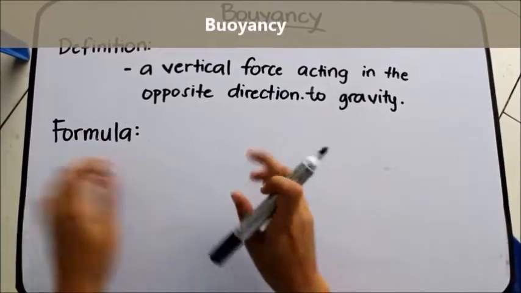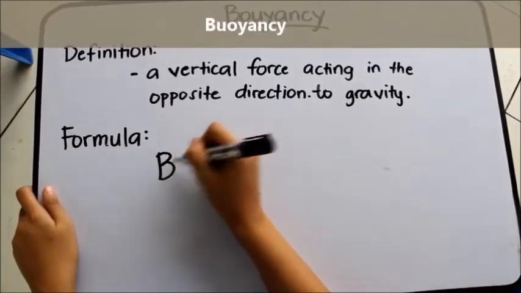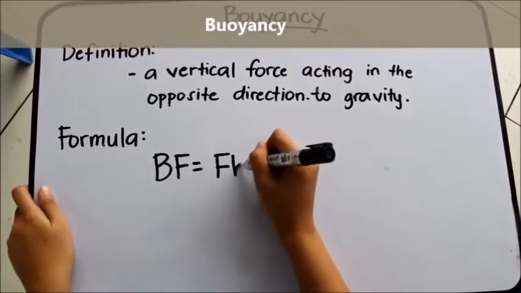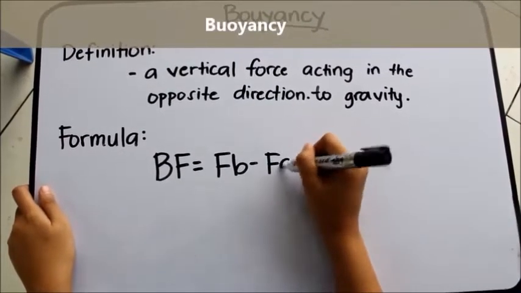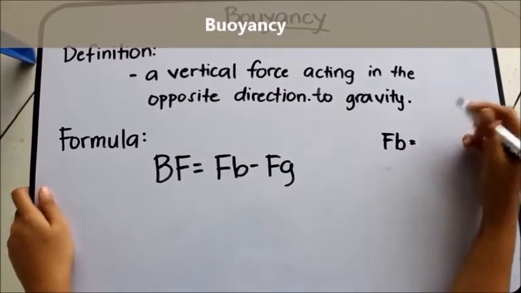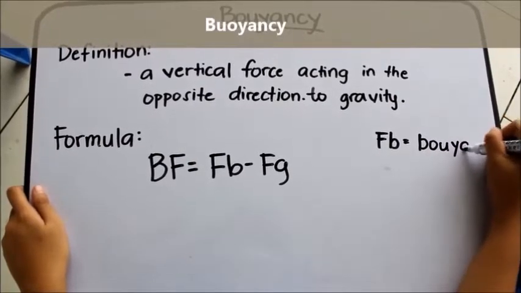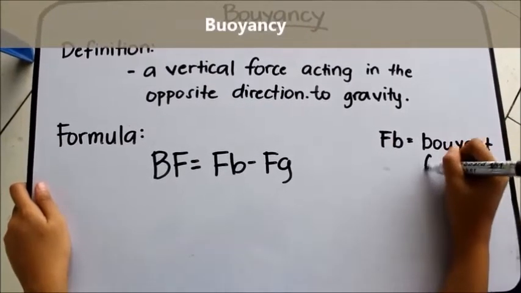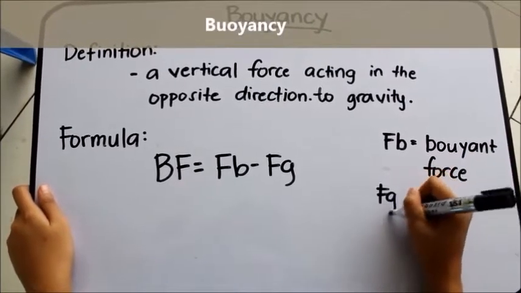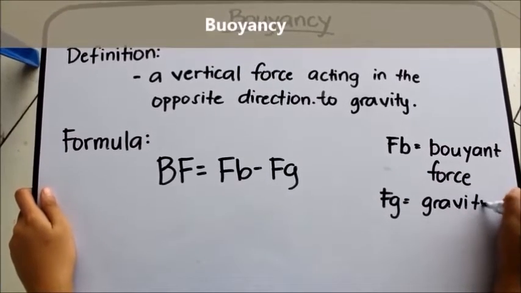So now, this is the formula of buoyancy, which is BF equals FB minus FG, where FB is the buoyant force and FG is the gravity force.